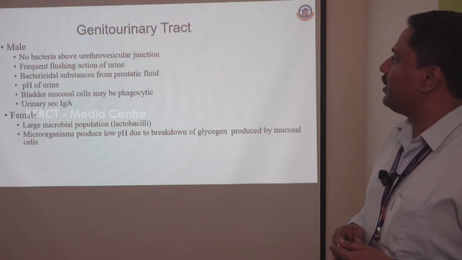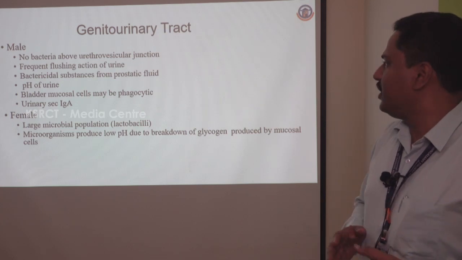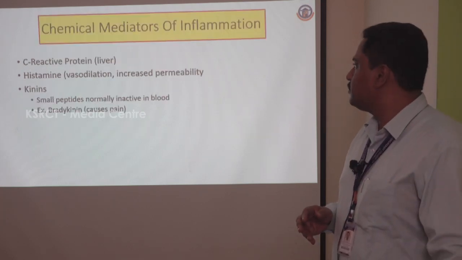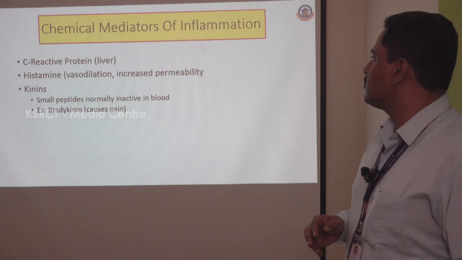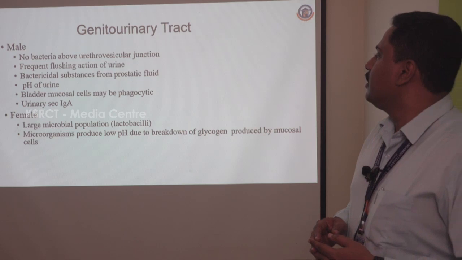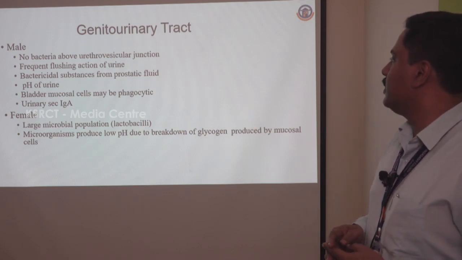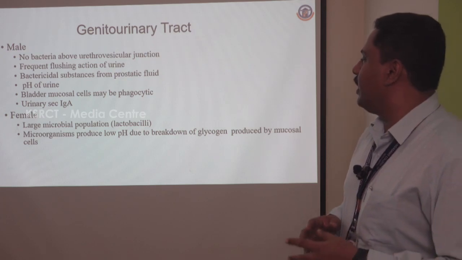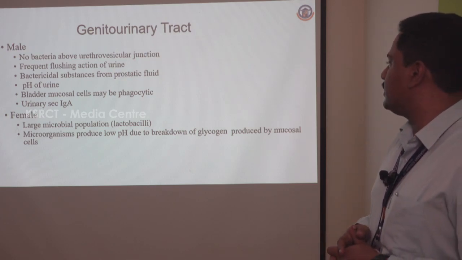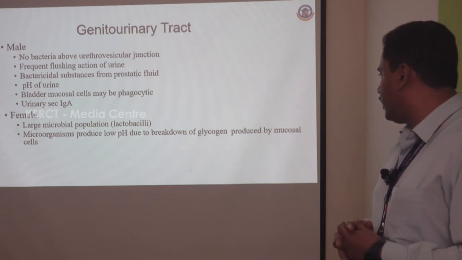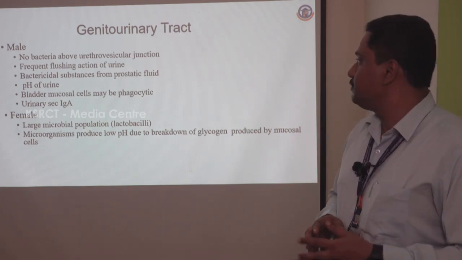Now the genitourinary tract. For example, in males there are no bacteria at the urethrovesical junction. There is frequent flushing action of urine, and the pH of urine inhibits the growth of microorganisms. In females, large microbial populations are seen, that is lactobacillus. These microorganisms produce low pH due to the glycogen produced by the mucosal cells.